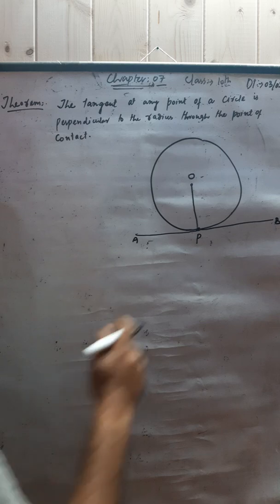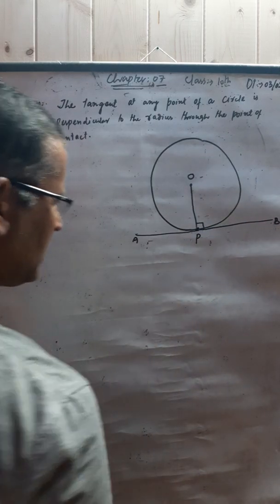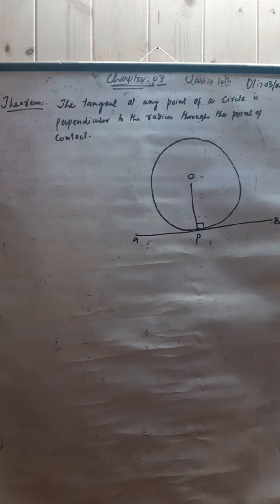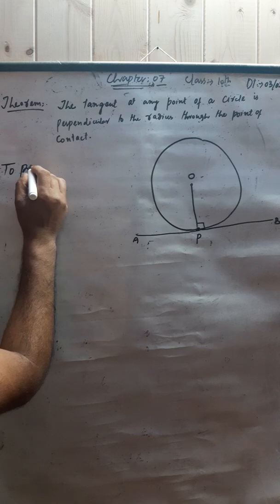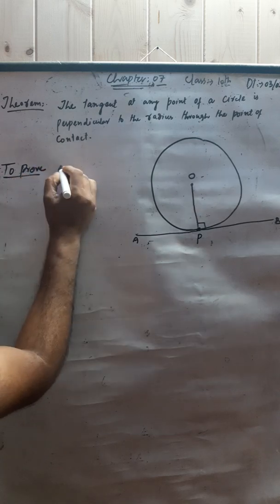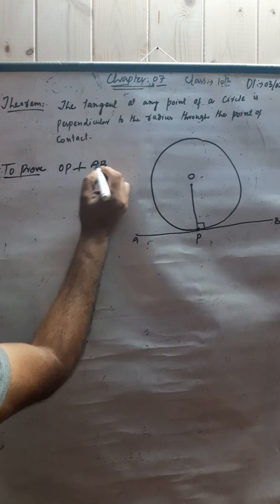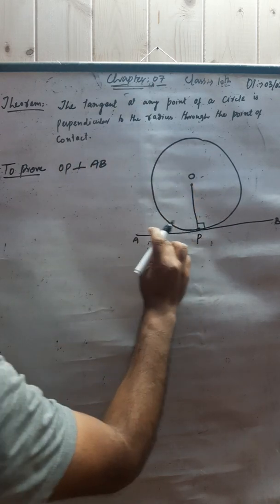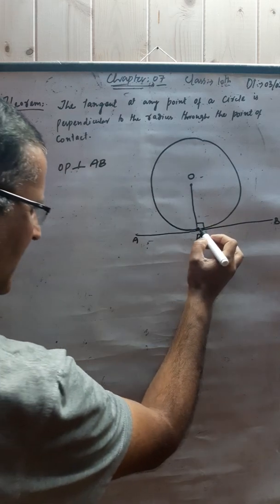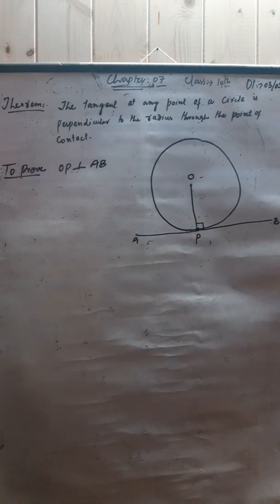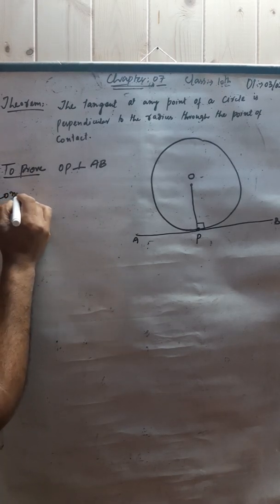And what do we have to prove? We have to prove this OP is always perpendicular to the tangent AB. So we will write it as: to prove, OP is perpendicular to AB. That is what we have to prove. This radius is perpendicular to AB through the point of contact at point P. And before going through the proof, let's have a construction.